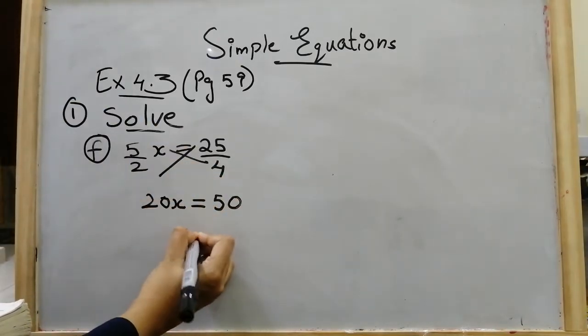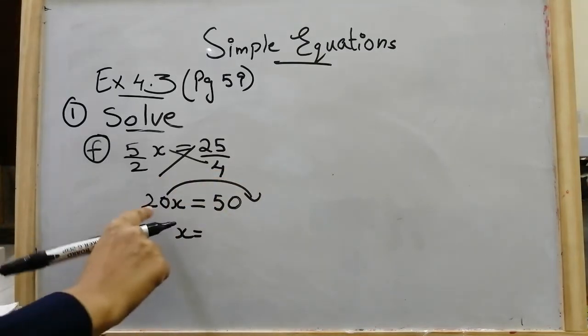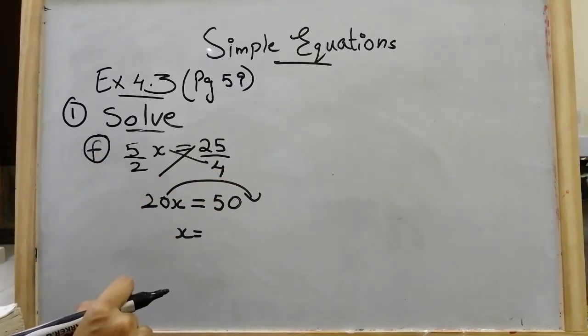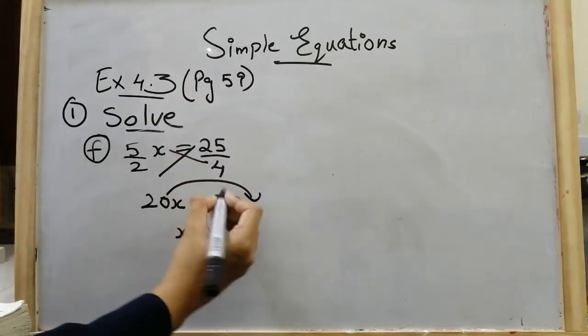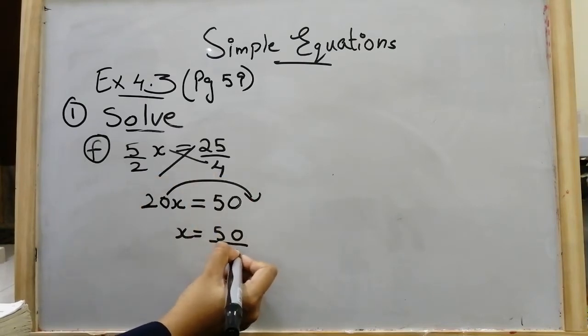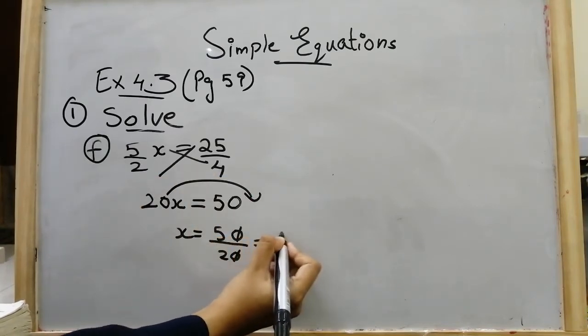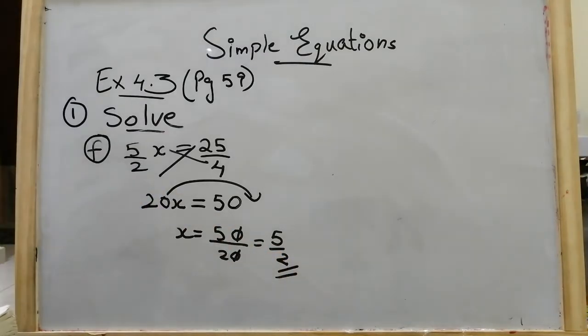Now x is equal to, when this is taken this side it becomes divide. 20x means 20 multiplied by x. So when multiplication is taken to right side it becomes divide. So 50 divided by 20, 0 0 cancel, and the answer is 5 by 2. This is your answer. This is the value for x.